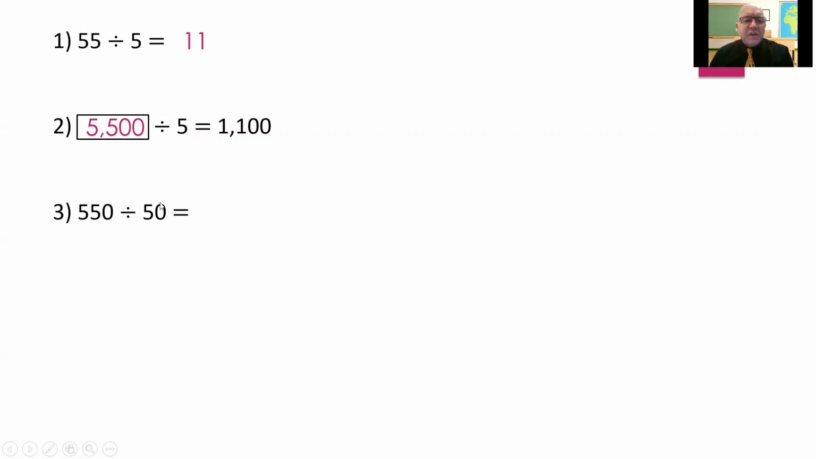So how many 50s would fit into 550? So 550 is 10 times bigger than 55. 50 is 10 times bigger than 5. So because they're both 10 times bigger, they'll fit in the same number of times as this original question. So the answer is 11 again. You can fit 11 50s into 550.